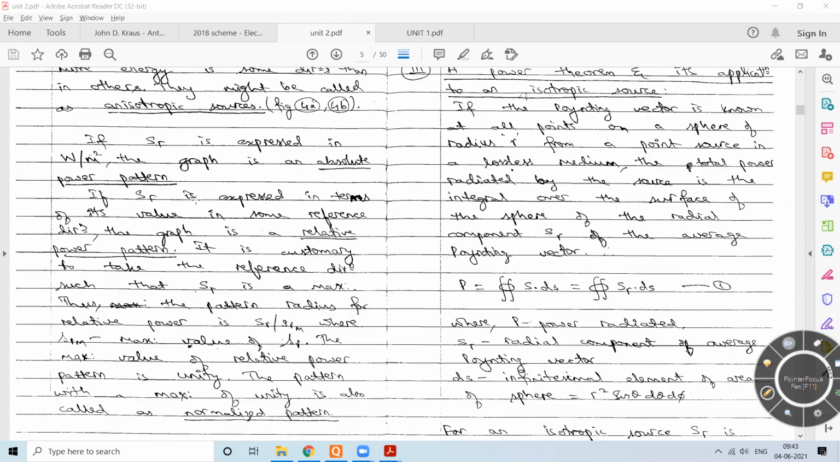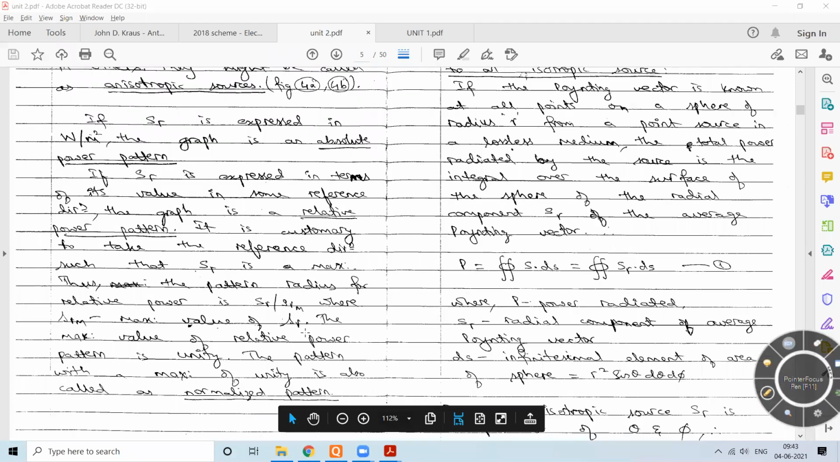So this is what we specify in the case of power patterns. This is what I have discussed: what is the relative power pattern, what is the absolute power pattern, and what is the normalized pattern.